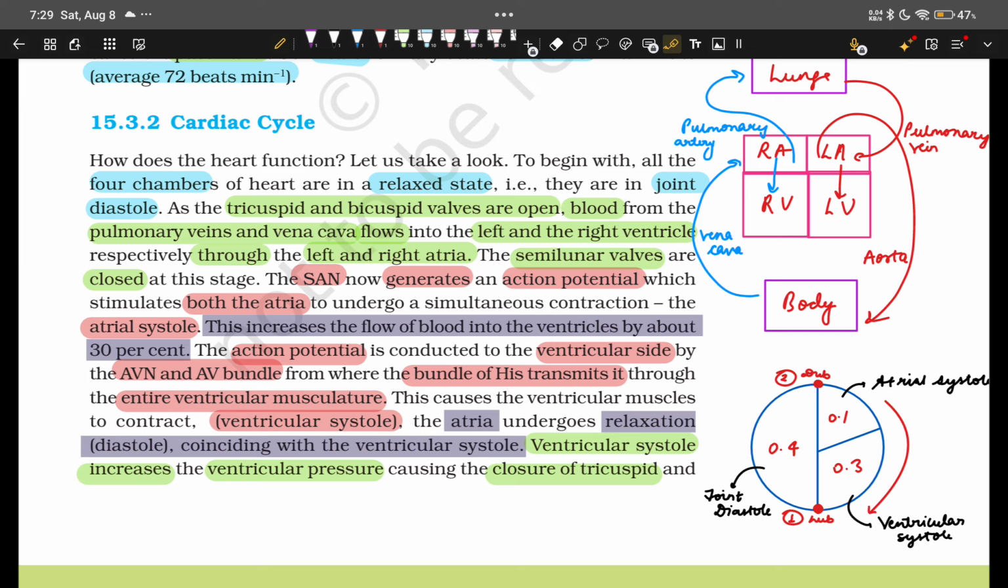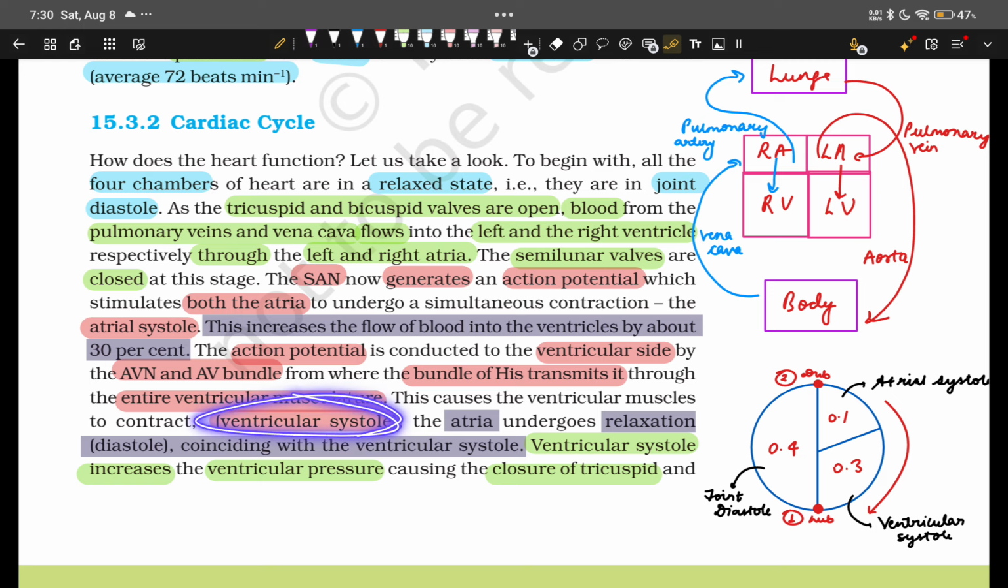Now this action potential is conducted to the ventricular side. How? By the AV node and AV bundle. So the AV node, which is present on the lower left corner of the right atrium, and the AV bundle, which passes through the whole AV septum. So basically they conduct this action potential to the ventricle side, and then finally the bundle of His divides, and then Purkinje fibers transmit it through the whole ventricular musculature.